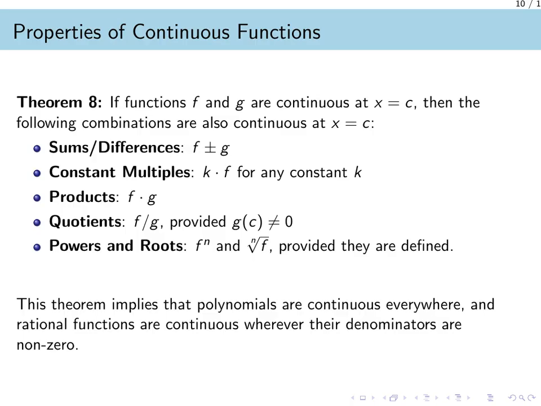A great example of this principle is that all polynomial functions are continuous everywhere, and all rational functions, which are just ratios of polynomials, are continuous everywhere except at the points where their denominator equals 0.